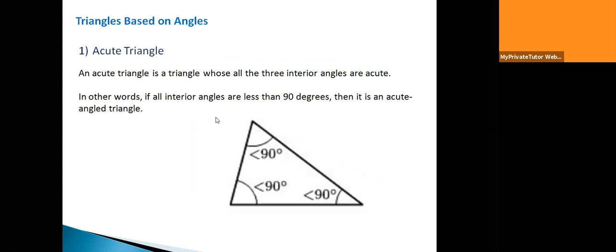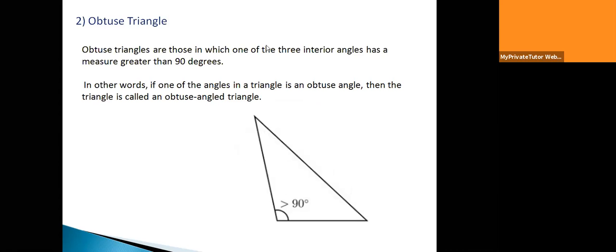Then the triangles based on angles. What do you mean by an acute triangle? All three angles must be less than 90 degrees. Each angle is less than 90 degrees. Then that triangle is called an acute triangle. I hope everyone understands. Then the obtuse triangle: one angle, just one angle, is greater than 90 degrees. That angle can be anything. So only one angle is greater than 90.